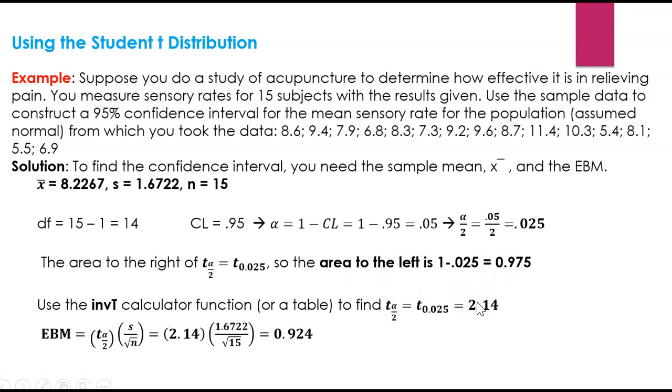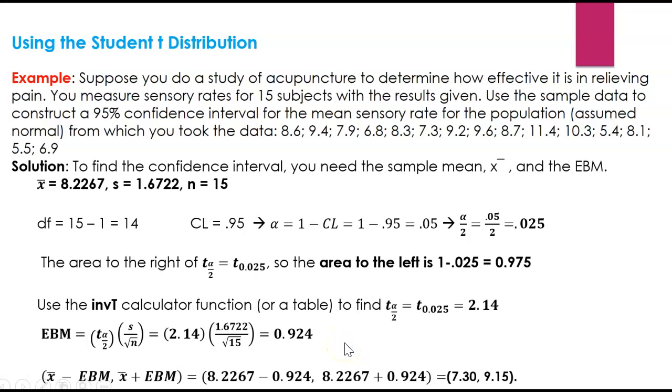So our error bound for the mean is t alpha over 2 times s over the square root of n, which is 2.14 multiplied by 1.6722 over the square root of 15, or 0.924, rounded to 3 digits. That gives us our error bound mean, and finally our confidence interval will be, after short calculations, 7.30 to 9.15.